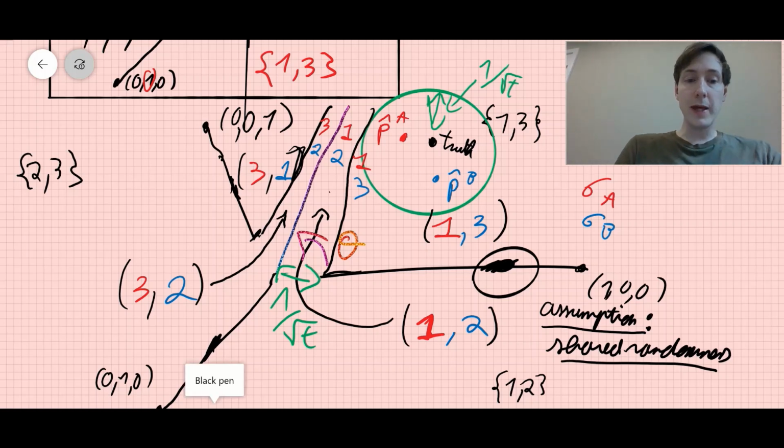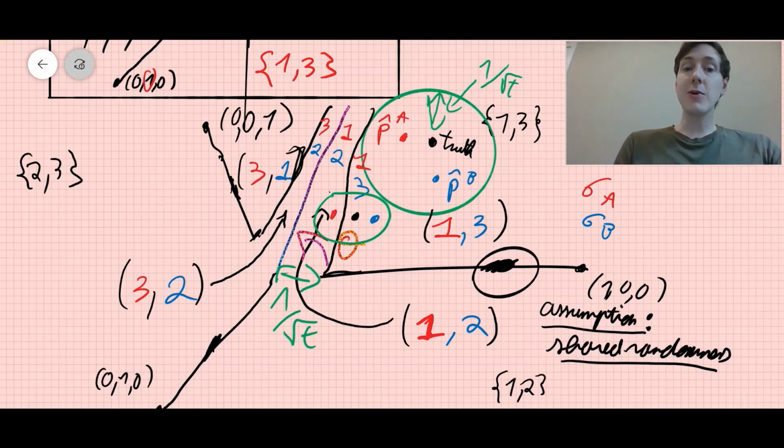So it could be that the truth is, let's say, here. And then the two observations, maybe Alice observes a point here and Bob observes a point there. But it's never going to be that Alice observes a point all the way two boundaries away from it.